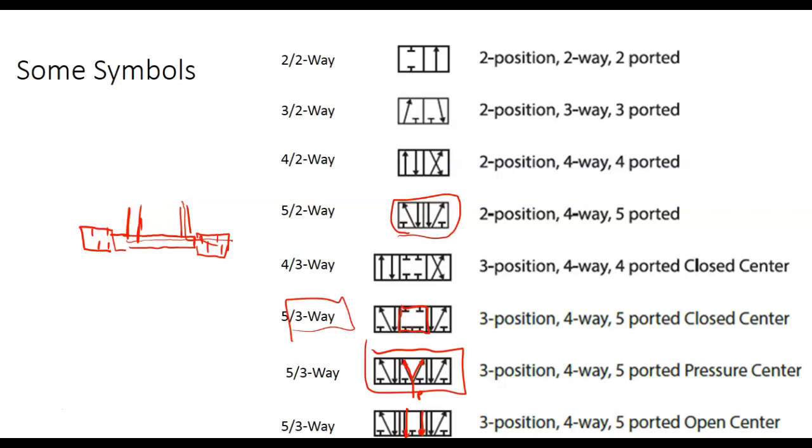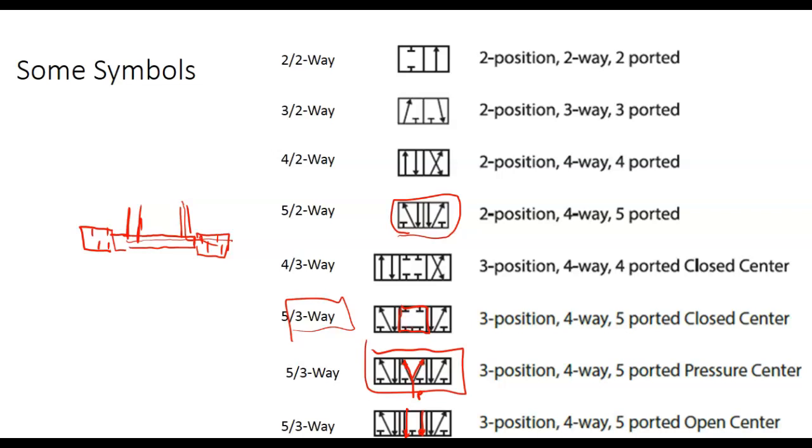So we have a lot of 4.2s and we have a lot of 5.2s, and we have a 5.3 closed center on the robot on the Festo line. We're simulating this, but they're using two 4.2-way valves. But they're simulating what we could do with one. So these are the valve symbols.